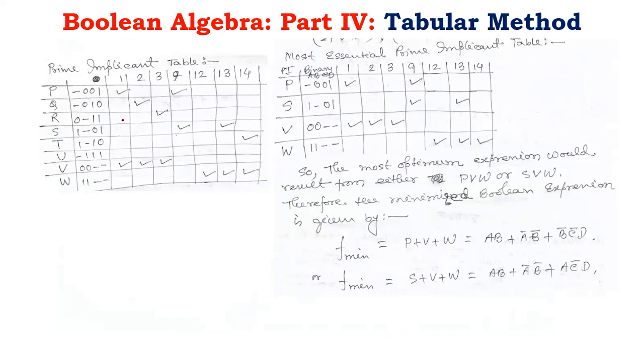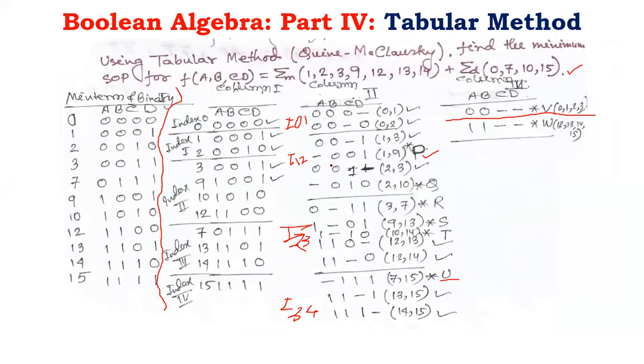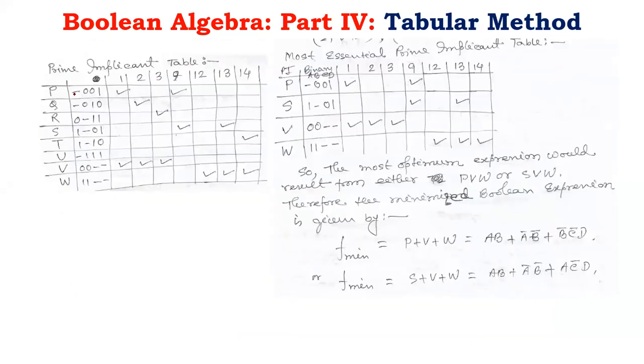Prime implicant table. This is P, Q, R, S, T, U, V, W. I have written here P is means this, Q is means this. P means dash 001, Q means dash 010. So we write here dash 001, dash 010. Similarly for R, S, T, U, V and W.